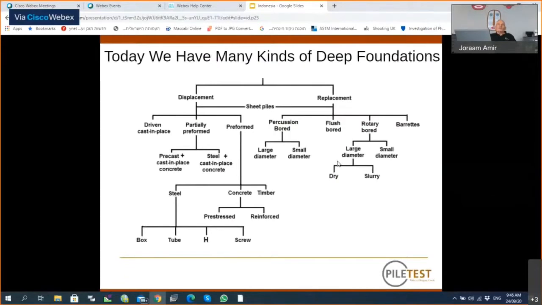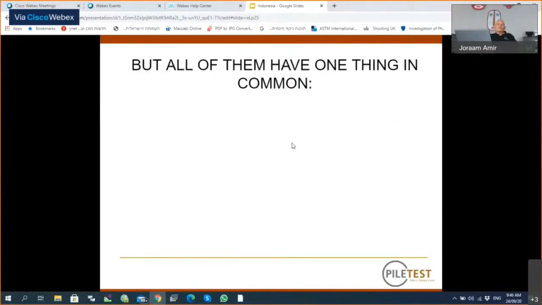Today, we have not only wooden piles, we have many other kinds of deep foundations. I'm not going to deal with each kind separately here. That's a different subject. But we have two different families of piles, displacement piles and replacement piles. And honestly, all kinds of piles may have their defects. Why? Because the final product is invisible.